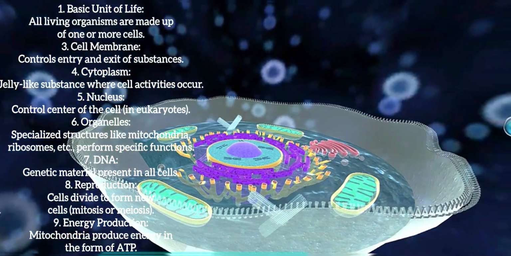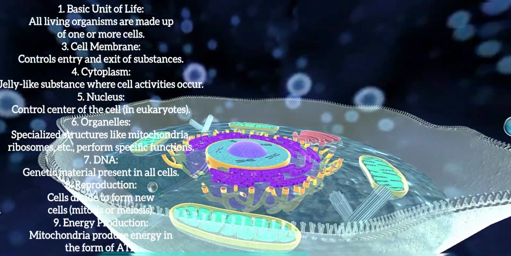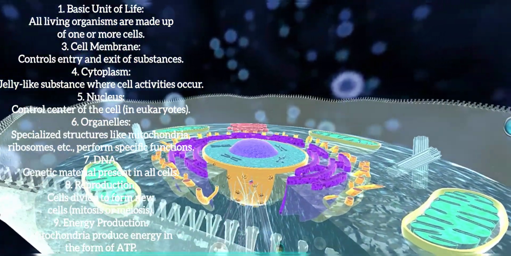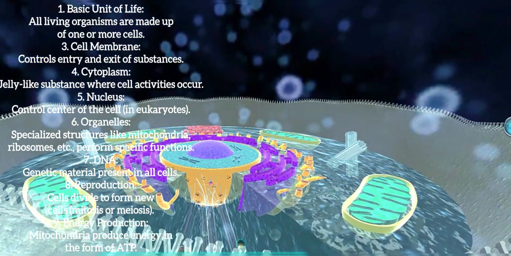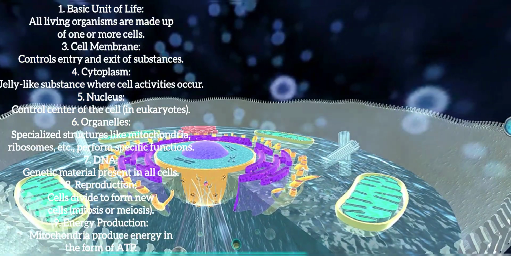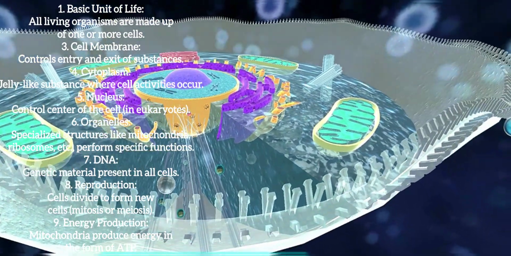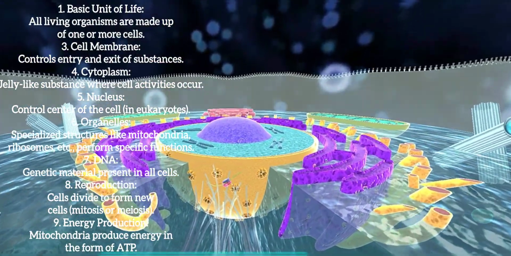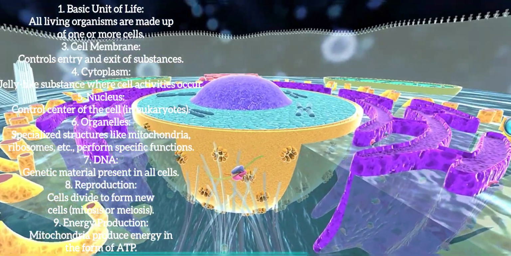3. Cell membrane. Controls entry and exit of substances. 4. Cytoplasm. Jelly-like substance where cell activities occur. 5. Nucleus. Control center of the cell in eukaryotes. 6. Organelles. Specialized structures like mitochondria, ribosomes, etc., perform specific functions.